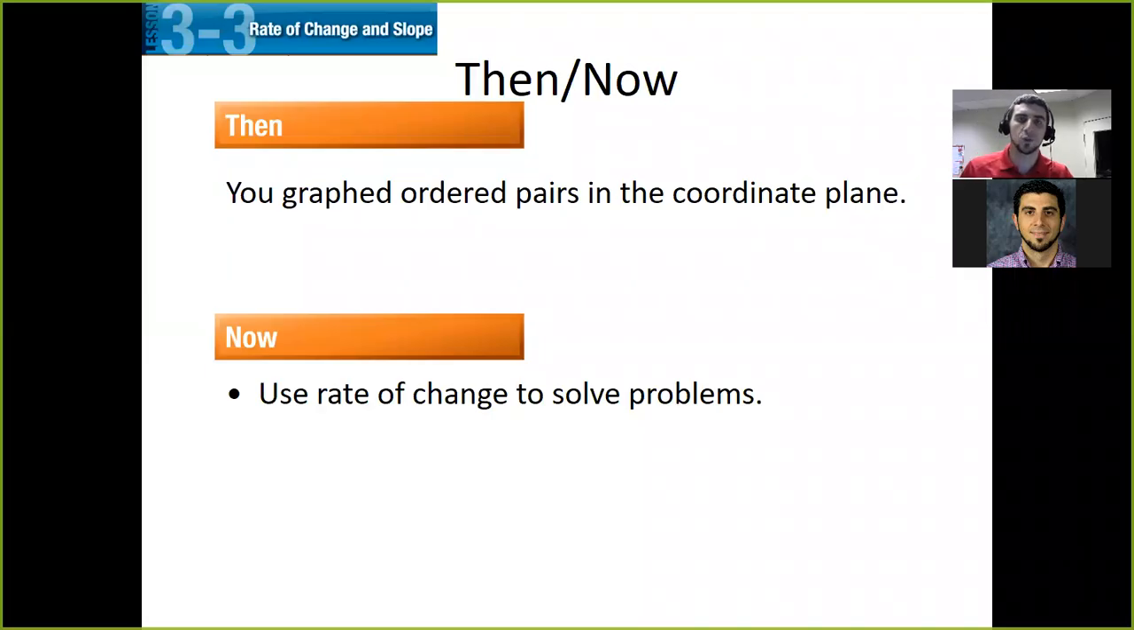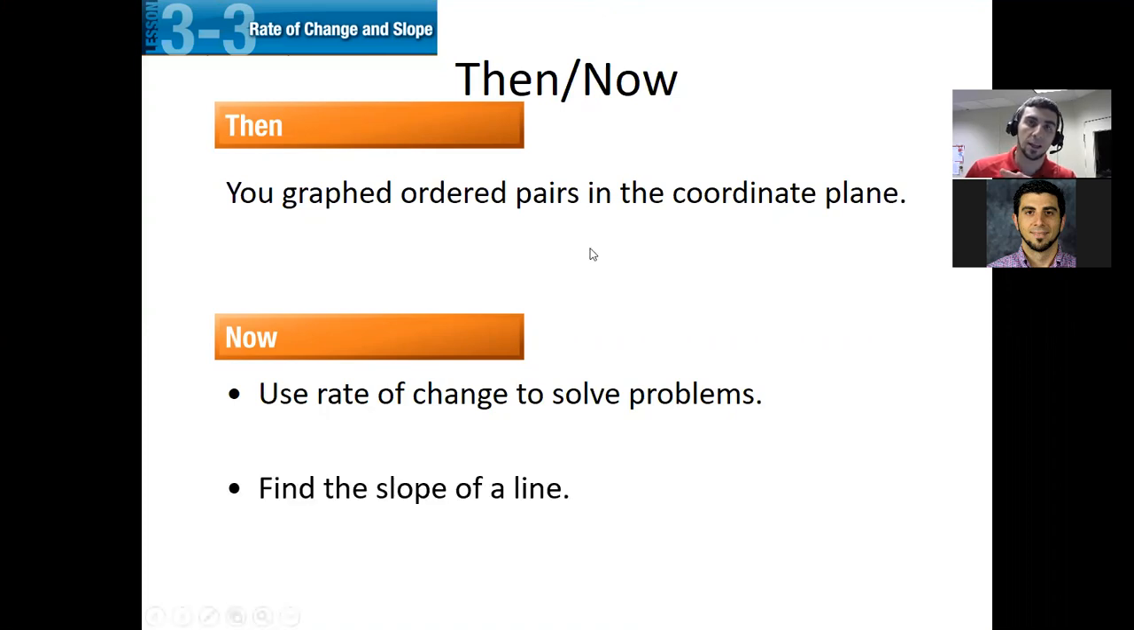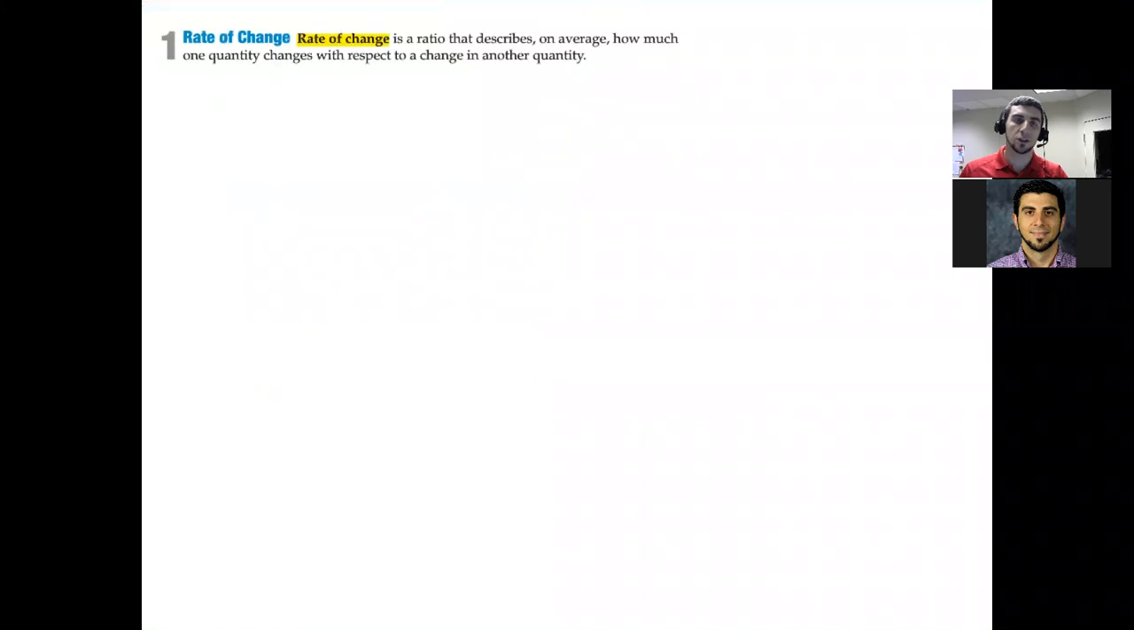Okay, mathematicians, we're back now with section 3 of chapter 3, rate of change and slope. So previously we graphed ordered pairs in the coordinate plane, and now in this first video we're going to talk about how to use rate of change to solve problems, and then in the second video for this section we're going to actually find the slope of a line.